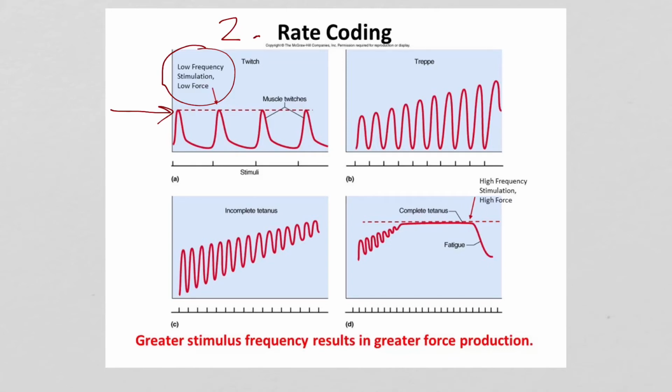On the other hand, if we look at the bottom right, we can see a high frequency stimulation and high force. Now we're stimulating very rapidly, maybe 50 stimuli a minute or 50 action potentials per minute. And you can see we have this nice smooth contraction called tetanus, and also a much higher force. So this is another adaptation of the nervous system. We can drive our motor units at higher firing frequencies after we've engaged in strength training.